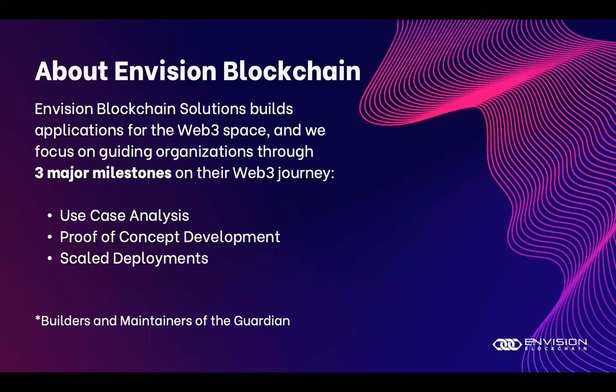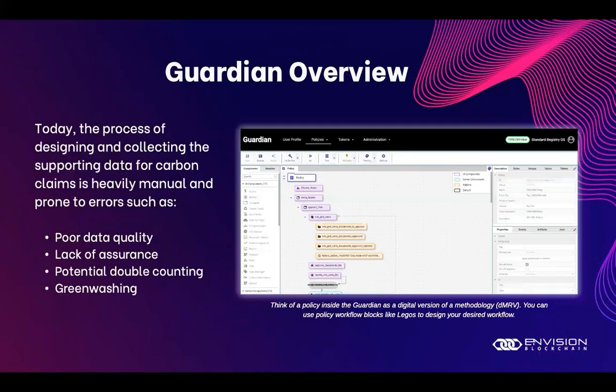Envision Blockchain Solutions builds applications for the Web3 space, and we focus on guiding organizations through three major milestones on their Web3 journey: use case analysis, proof of concept development, scaled deployments, and we're also the builders and maintainers of the Guardian. So today, the process of designing and collecting the supporting data for carbon claims is heavily manual and prone to errors such as poor data quality, lack of assurance, potential double counting, greenwashing. And so the Guardian is here to fix some of those issues.